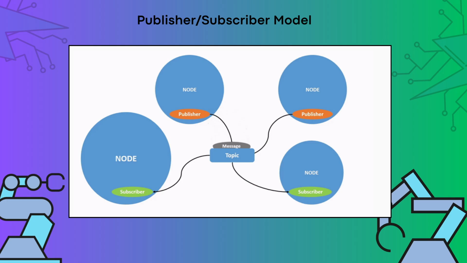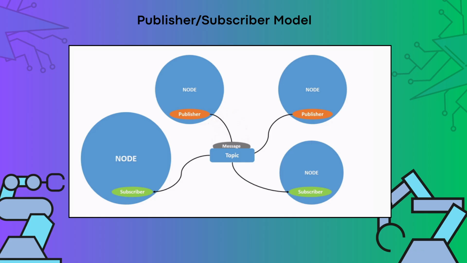Alright, now let's dive into the communication pattern you will use the most in ROS2, the publisher-subscriber model. This is the primary communication mechanism in ROS2, and here is how it works. One node publishes data, and one or more nodes subscribe to receive that data. It's one-way, asynchronous, and it's designed for continuous data flow. Think of a topic like chatter as a shared message bus.